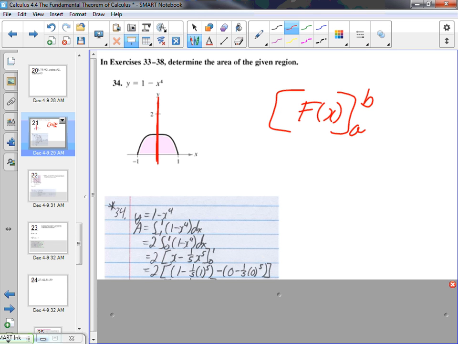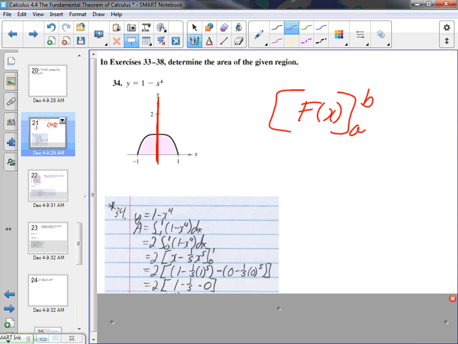So you still have the 2 in front. In the first parentheses, 1 to the fifth is 1, times a negative 1/5 is negative 1/5. So I get a 1, I get a negative 1/5. In my second parentheses, 0 to the fifth is 0, 1/5 times 0 is 0, 0 minus 0 is 0. That worked out just like I'd hoped when I rewrote my integral.